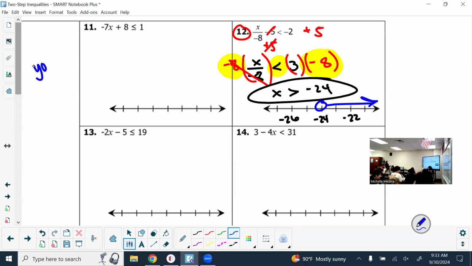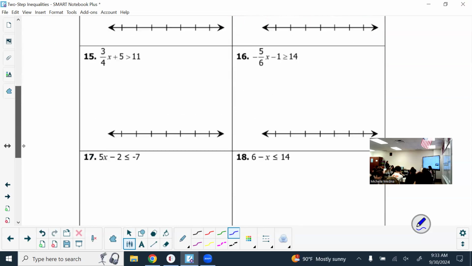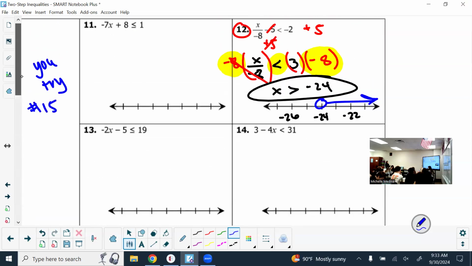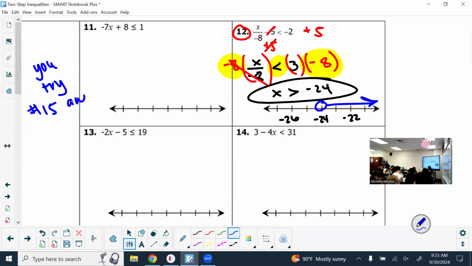I'm going to give you guys a couple to try. It's going to be number 15 and number 20. All right, I know those have fractions in them, but you've seen them before, with an equal sign. So the only thing that's different now is sometimes you have to flip the symbol, and that only happens in certain situations. We wrote it on the front to see what it is. So try 15 and 20. I'll project them in about 5 minutes. If you have a question, make sure you tell me.